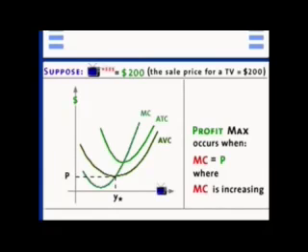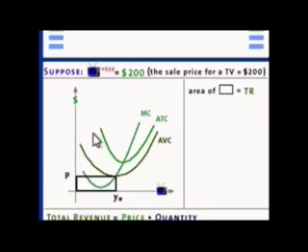Now, here's the firm's total revenue, price times quantity. However, notice in this case that total revenue happens to be exactly equal to variable cost. If you take Y star and go up to the point where you touch the variable cost curve, notice you're right at the point of minimum average variable cost.